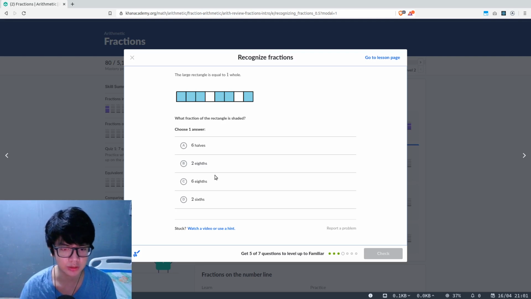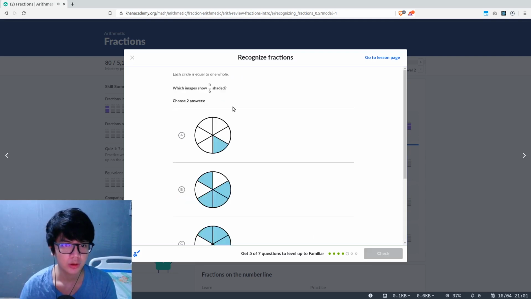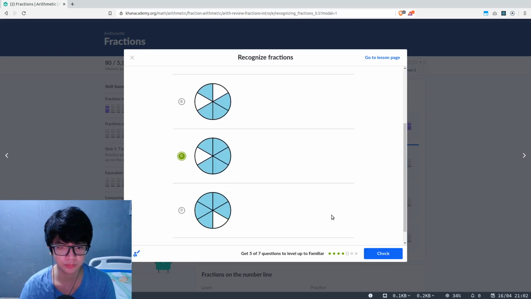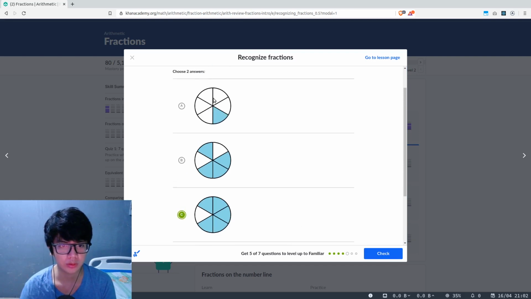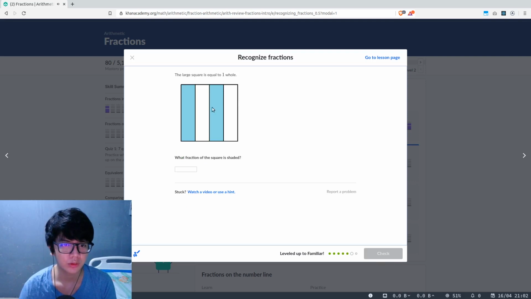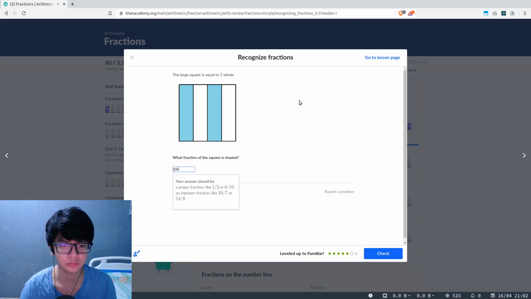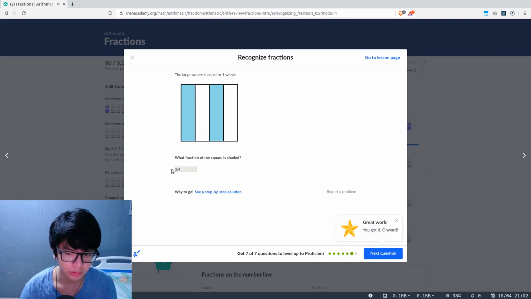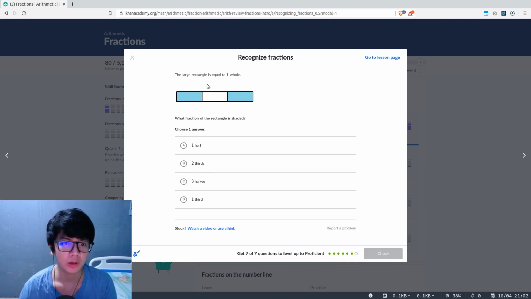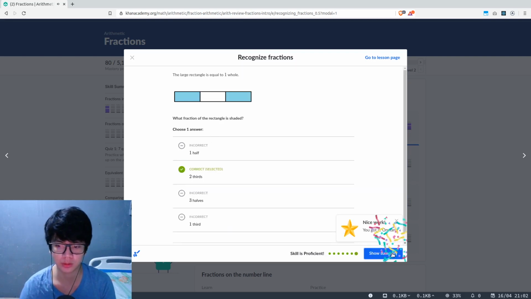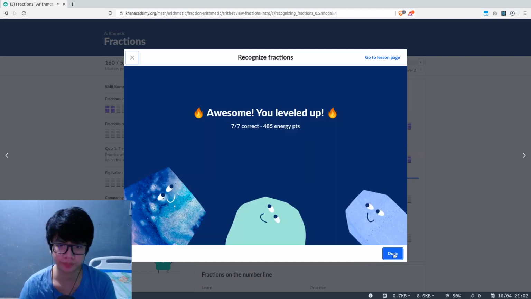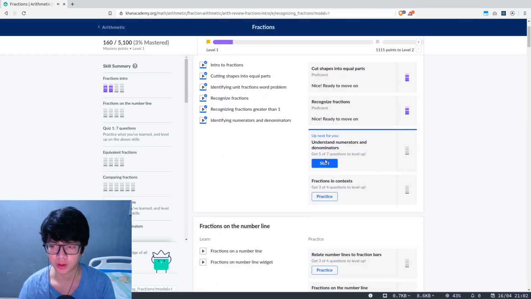So 6/8. Which circle is equal to 1? Which image shows 5/6 shaded? So 5/6, this one's 6. Choose 2 answers. The large rectangle is equal to 1 whole. Which fraction is equal to 2/3? Whole. Okay, third practice.